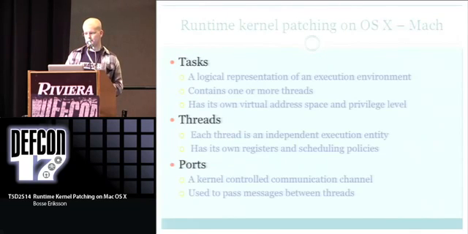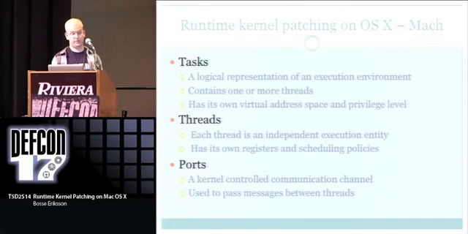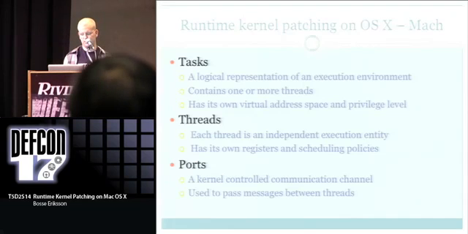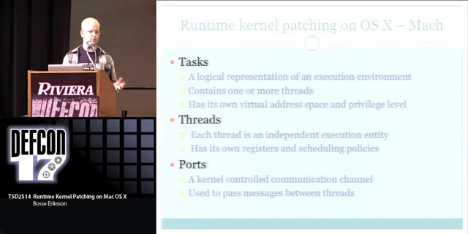This is some basic background on the Mach kernel. The Mach part of the kernel of XNU has tasks, which is a logical representation of an execution environment. Fancy speaking, it contains one or more threads, and a thread has its own registers and scheduling policies. We're not going to go too deep into this because we don't have time, but you have ports. A port is like a message communication channel. It's used to send messages between processes. That's basically all you need to know for this.